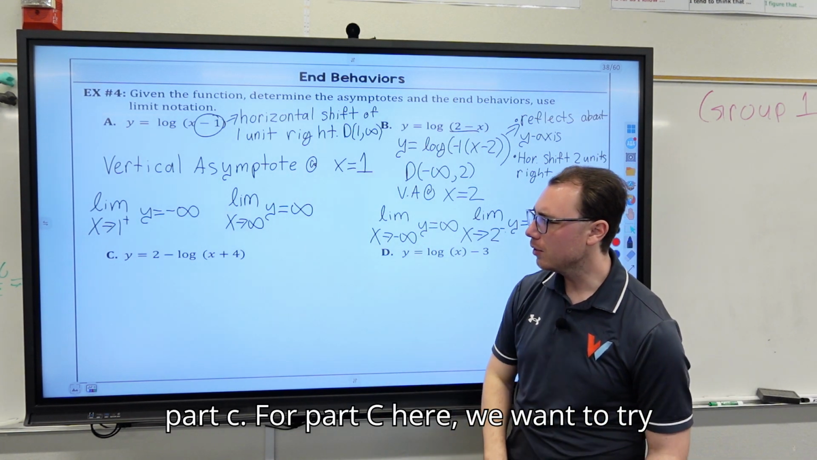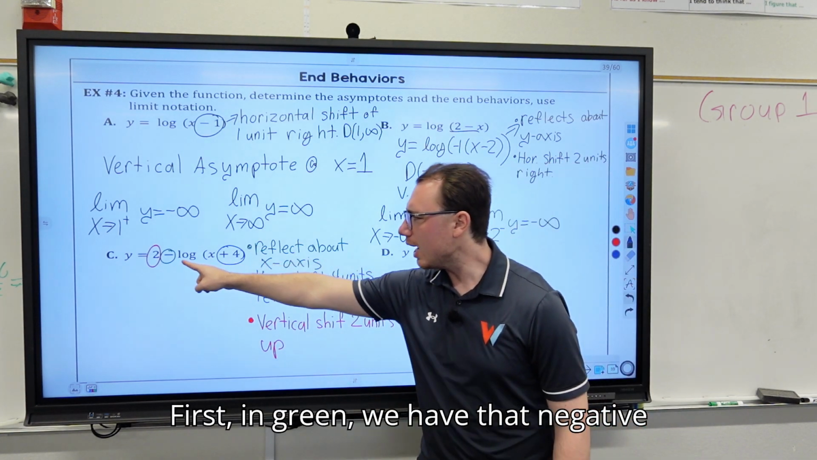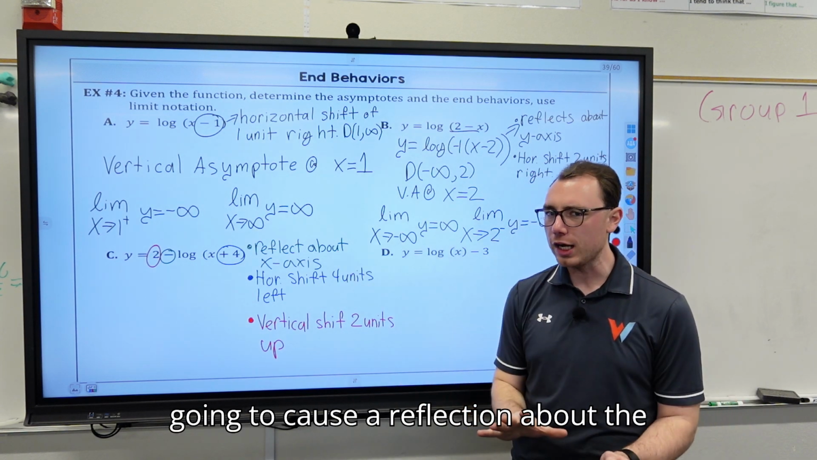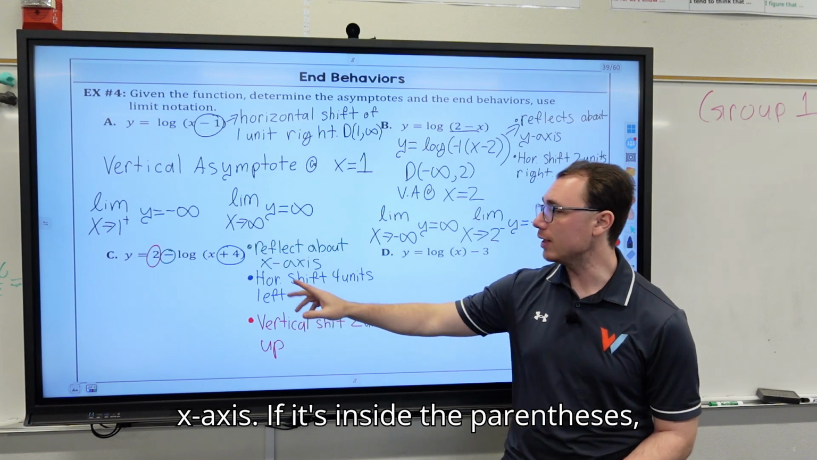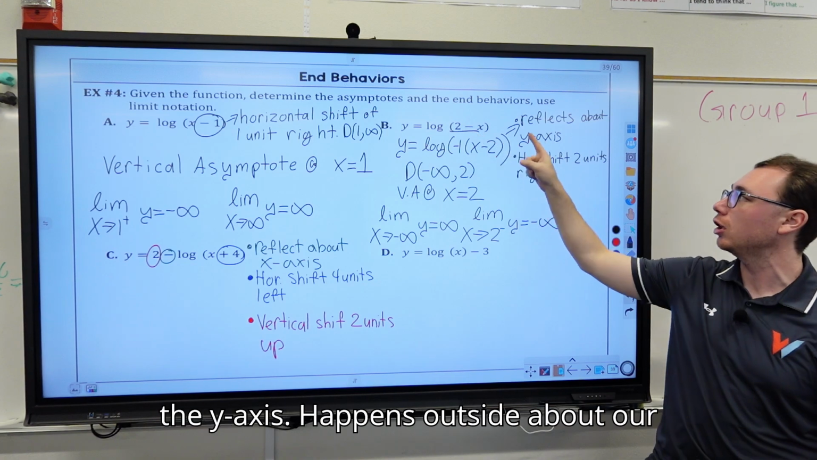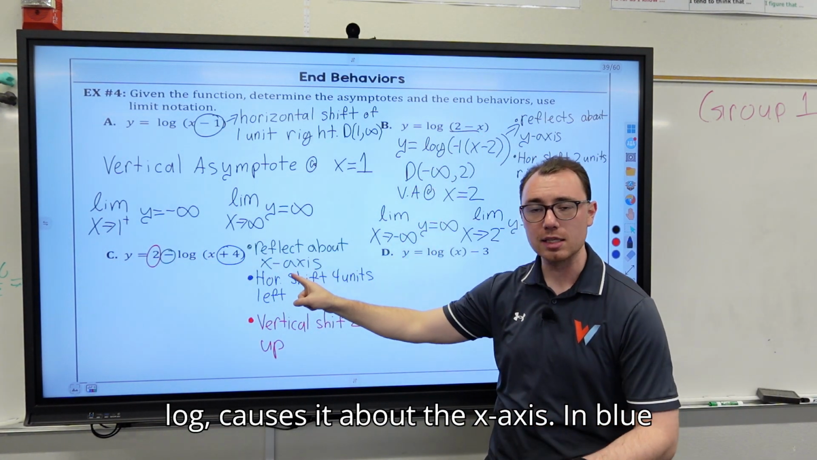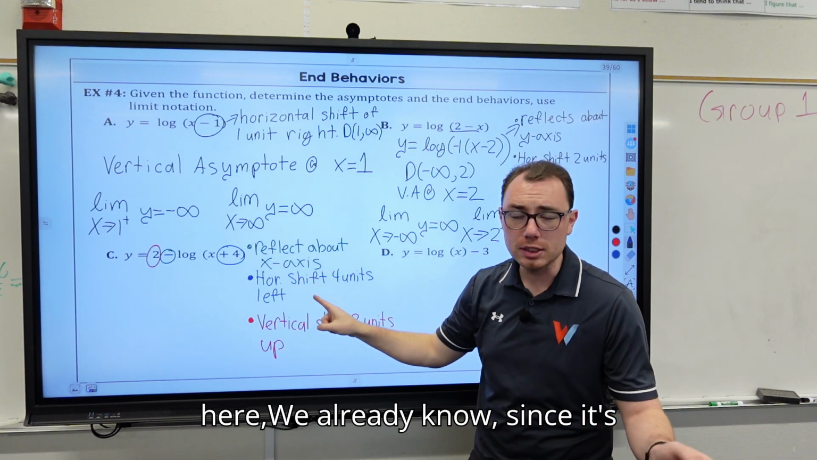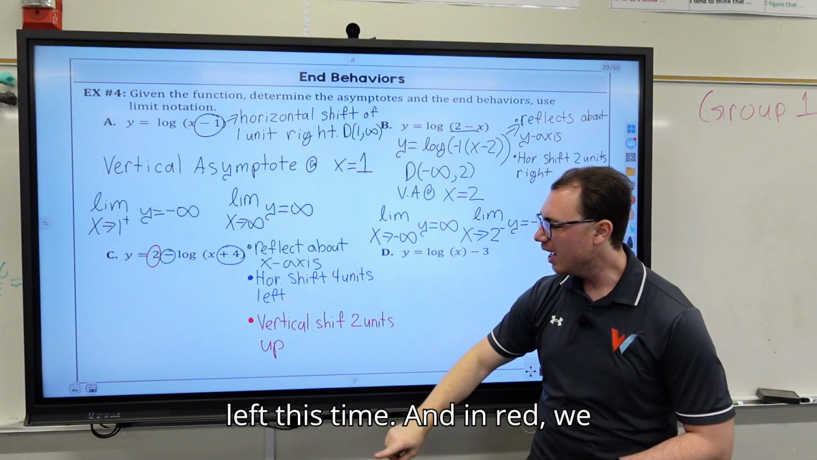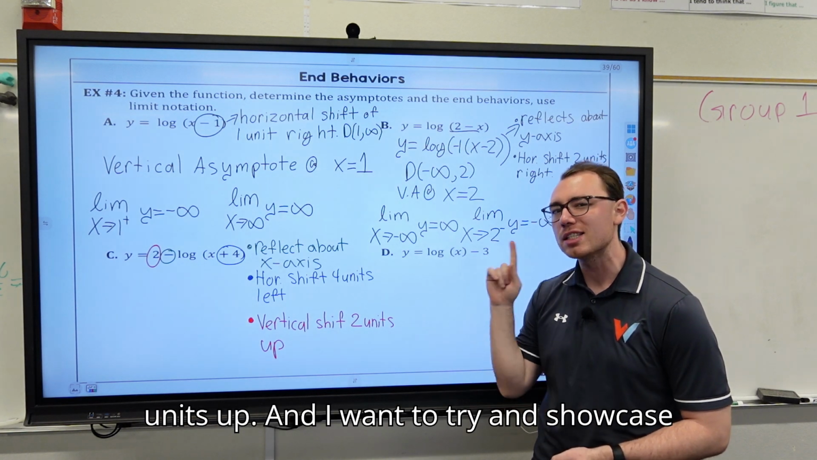For part C here, we want to describe 3 key characteristics. First, in green, we have that negative directly in front of our log. That's going to cause a reflection about the x-axis. If it's inside the parenthesis, it's going to cause a reflection about the y-axis. When it happens outside of our log, it causes a reflection about the x-axis. In blue here, we already know since it's affecting our x, it's going to cause a horizontal shift of 3 units to the left this time. And in red, we end up getting a vertical shift of 2 units up.